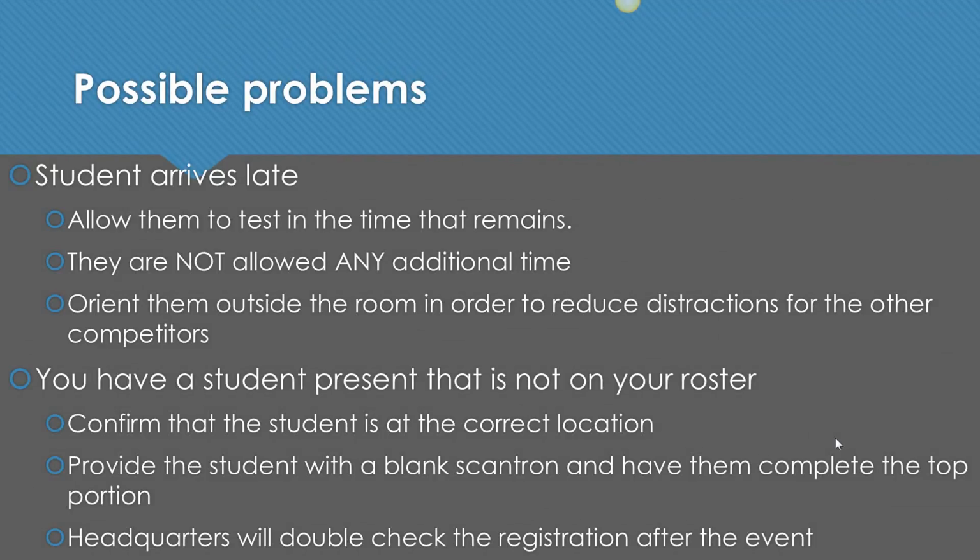If you have a student that is present that's not on your roster, make sure that student's in the right place and that they showed up for the right event. If they tell you, yes, this is my event, and they're not on the roster, err on the side of the student, give them a blank Scantron sheet, let them take the test, write their name in on the roster, and when it gets back to headquarters, we will double check registration and see if they were registered for that event or not.